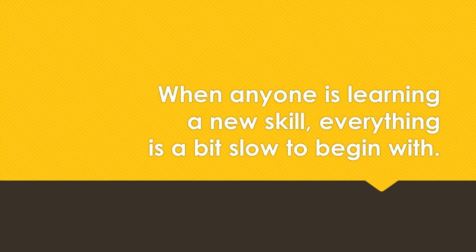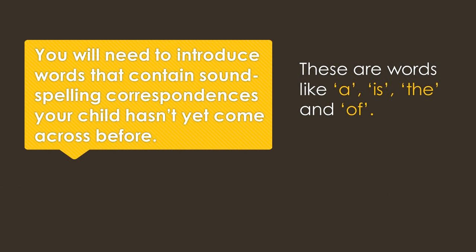As you already know, when anyone is learning a new skill, everything seems to be a bit slow to begin with. However, even at this very early level of learning to read and write simple sentences, you will need to introduce words that contain sound spelling correspondences your child hasn't yet come across before. These are words like is, the, and of. Here's how you do that.